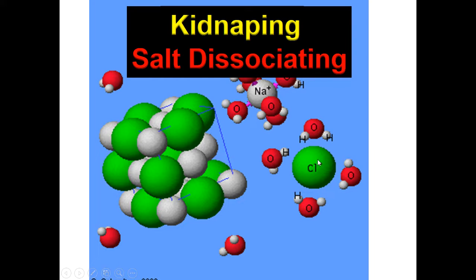Now the water is going to surround it. Mickey's positive ears surround the negative parts, the negative ions like chlorine, and his negative chin is attracted to the positive things like the sodium, right? So the ears are positive, the chins are negative. Always see oxygen, think chin.